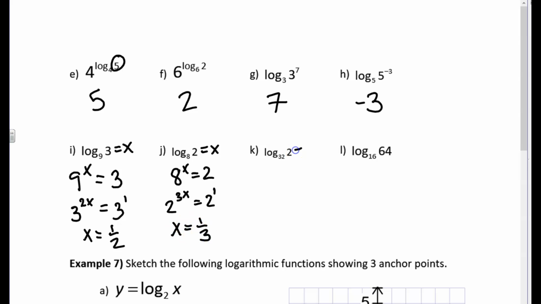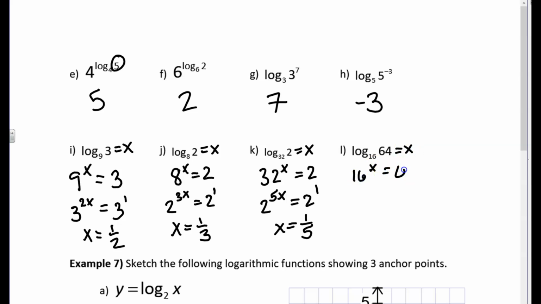Log base 32 of 2, set it equal to x. I get 32 to the x equals 2, or 2 to the 5x equals 2 to the 1. So we get 5x equals 1, so x must be 1/5. And here, set it equal to x, I get 16 to the x equals 64. I'm going to set them both in terms of 4 because they are powers of 4. 4 to the 2x equals 4 cubed, which means x must be 3/2.